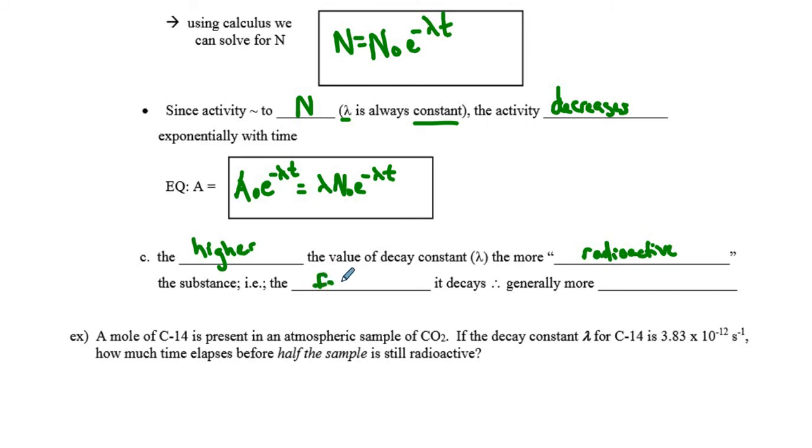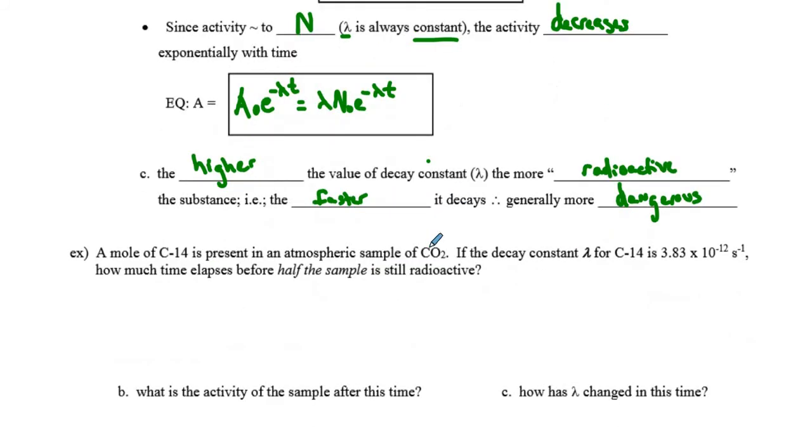And so over a given amount of time, there's going to be less of that sample left, so the faster it decays, we can generally conclude the more dangerous the material. This is not always particularly true, but if it's ejecting more alpha, beta, and gamma particles, then the more that you are exposed to them in a given amount of time, the more dangerous it is. All right, so let's take a look at an example of how this might look in a problem.